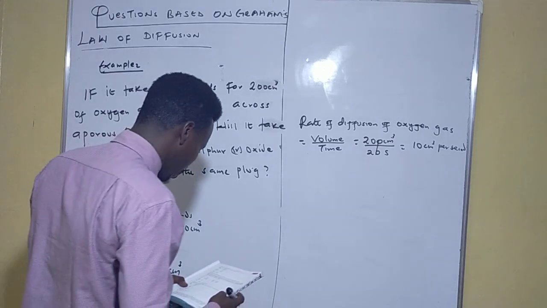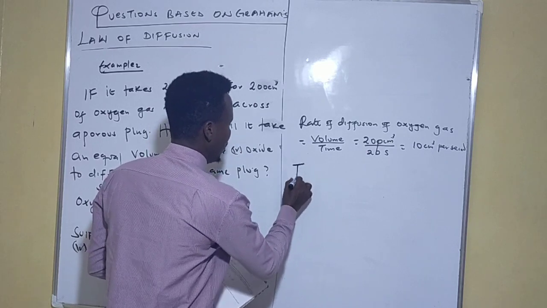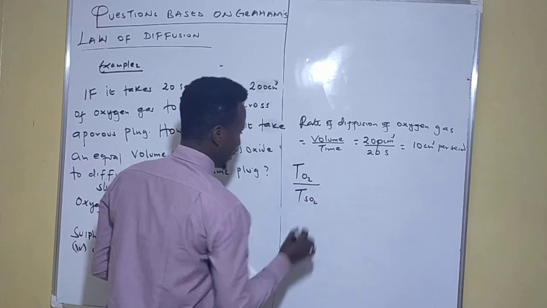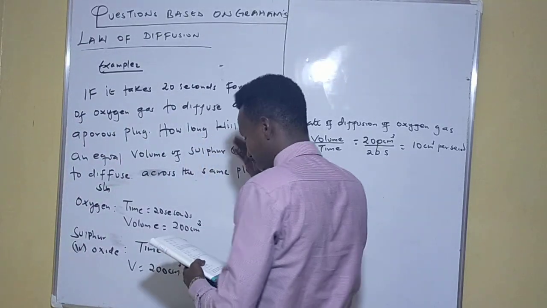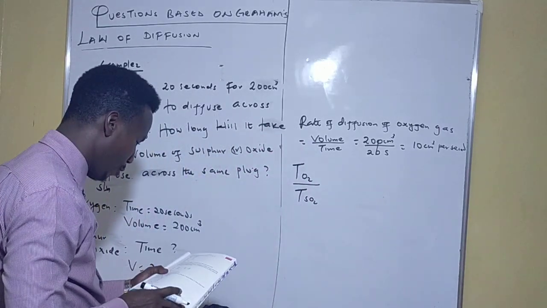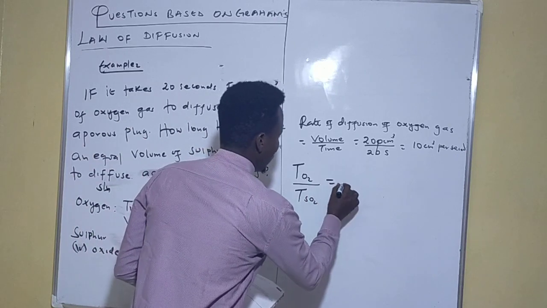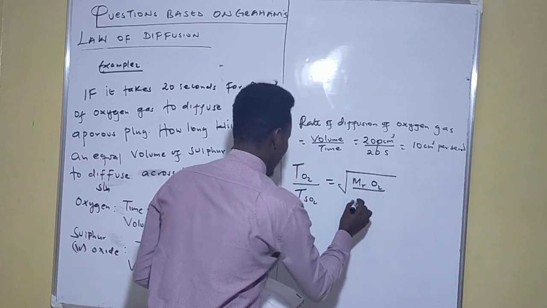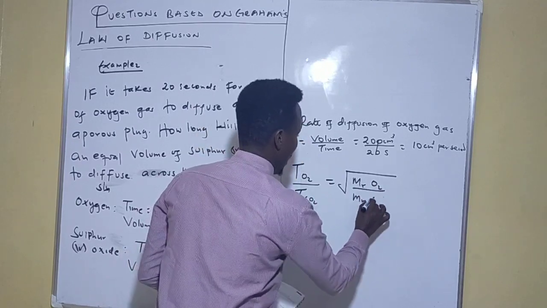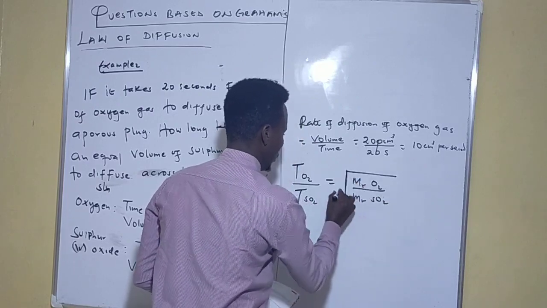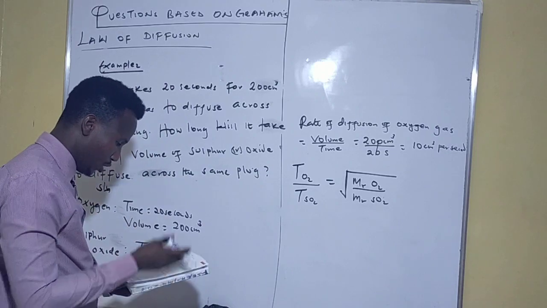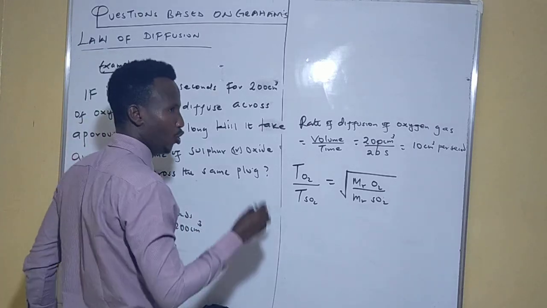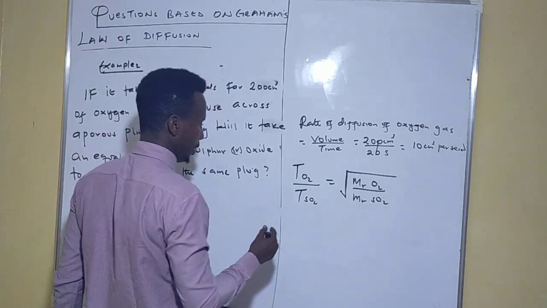But from the question, we can say the time taken by oxygen gas divided by the time taken by sulfur oxide gas, because the two gases are sulfur oxide and oxygen, is equal to the molar mass of oxygen gas over the molar mass of SO2. Remember, oxygen is O2, so O is 16 times 2.